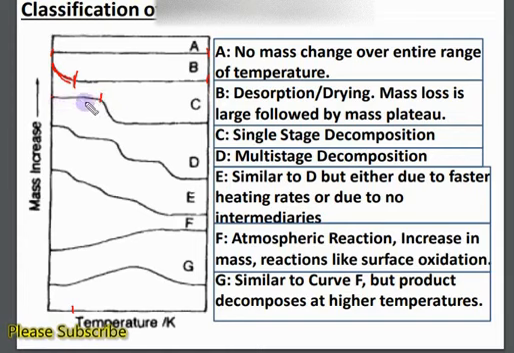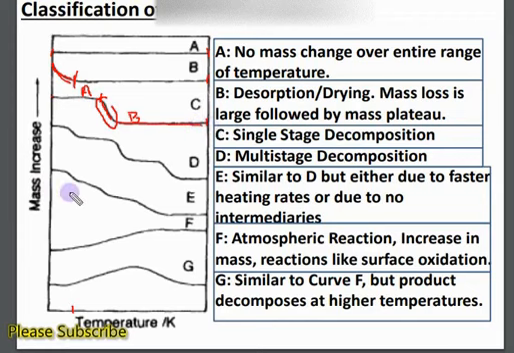Moving on, in curve C we are seeing that from room temperature to this temperature we have a stable substance, and after that there is a very sharp decrease in mass, and then the new product is again stable. This single step indicates that this is a single-stage decomposition of the initial substance. Here, if we have a substance or sample A at this position, after this decomposition we obtain a new substance, a new material, which is B, and B is stable up to a higher temperature range.